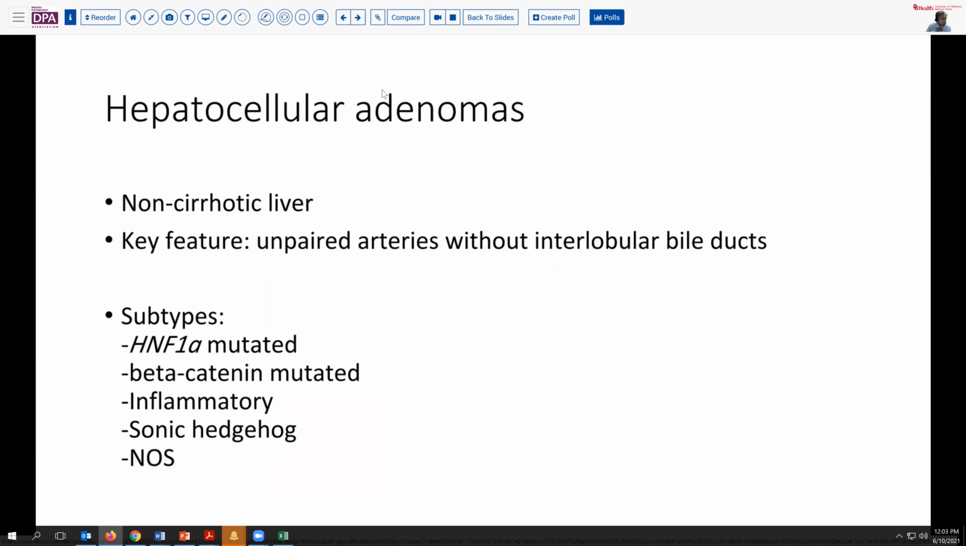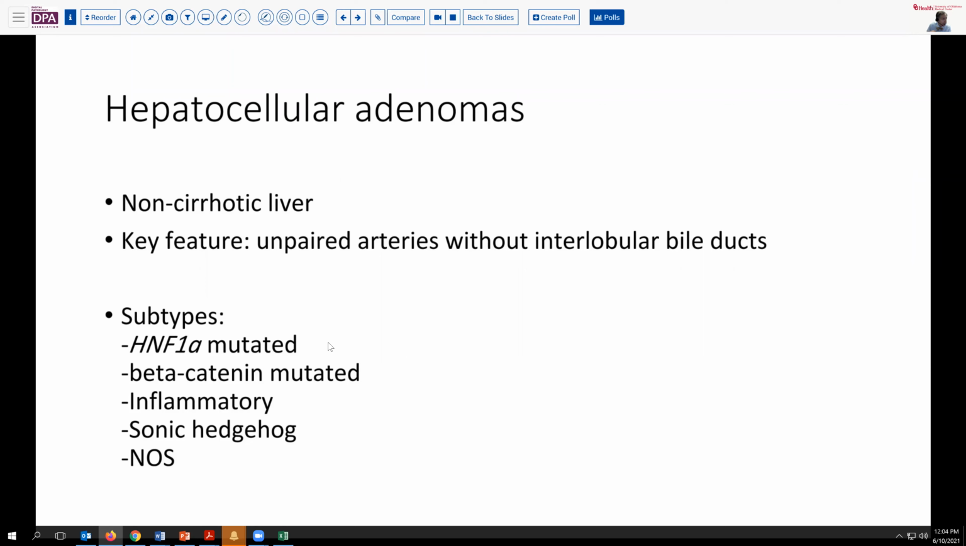So let's begin and talk about criteria for diagnosis of hepatocellular adenomas. This is a topic that Dr. Loy covered quite nicely in the OSAP talk a few weeks back. But primarily, you're looking at non-cirrhotic liver, and you're looking to see what's not there. In other words, you've got arteries without interlobular bile ducts. So if you see arteries and veins, but not interlobular bile ducts, think adenoma.